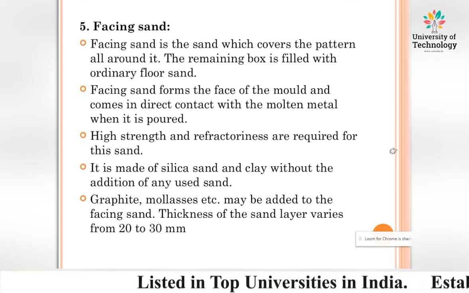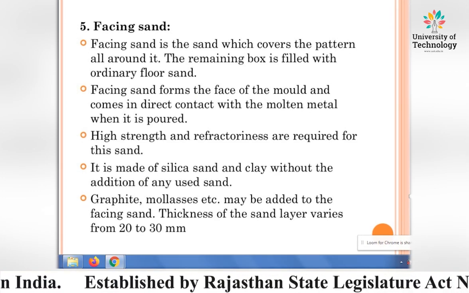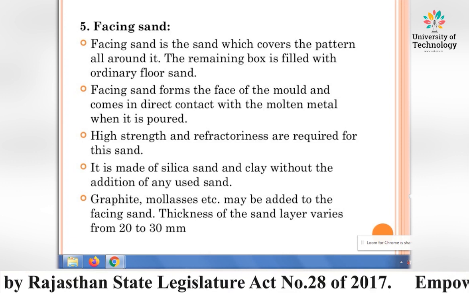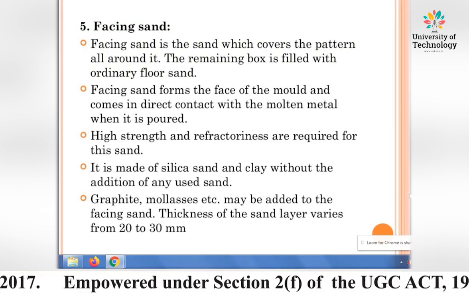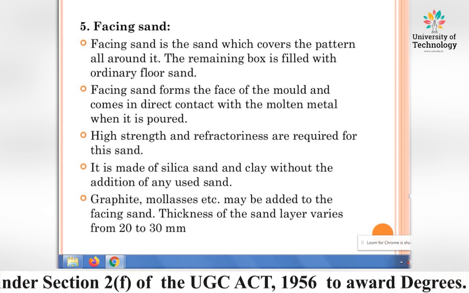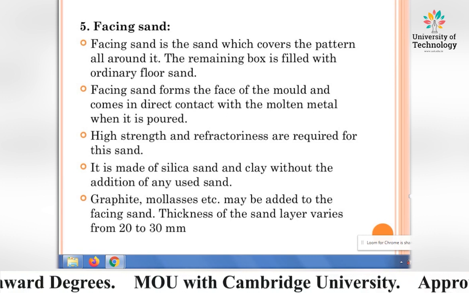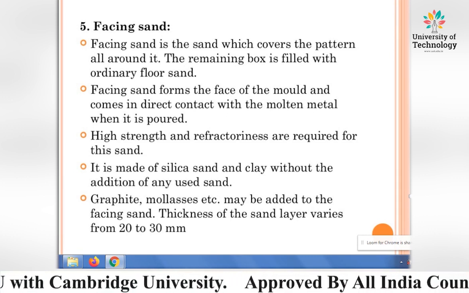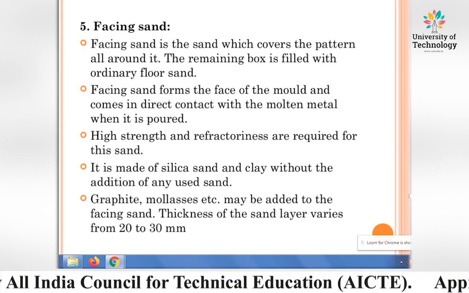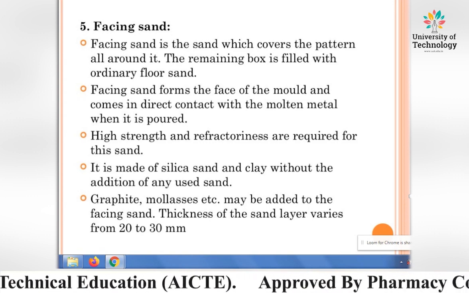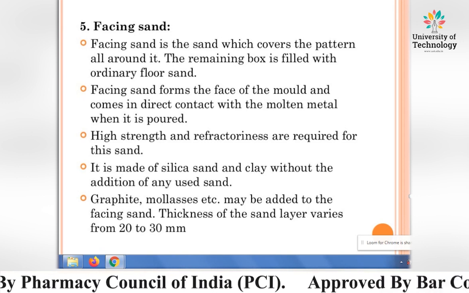Fifth one, facing sand. Facing sand is the sand which covers the pattern all around it. The remaining box is filled with ordinary floor sand. Facing sand forms the face of the mold and comes in direct contact with the molten metal when it is poured. High strength and refractoriness are required for this sand.